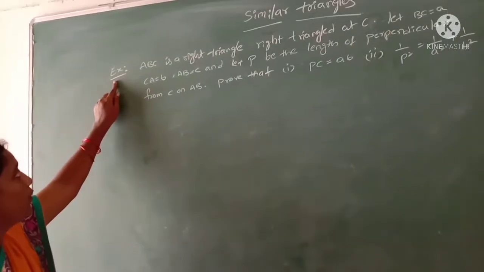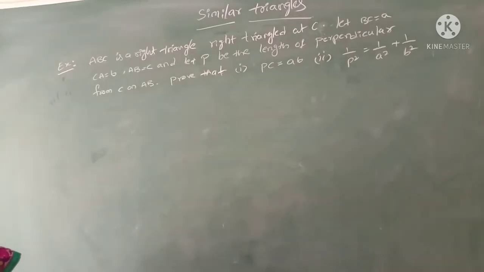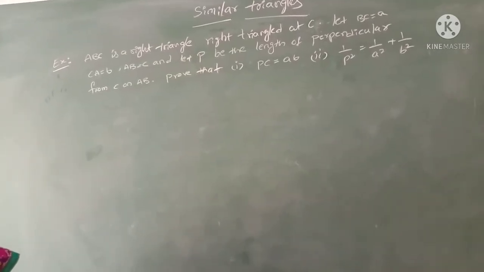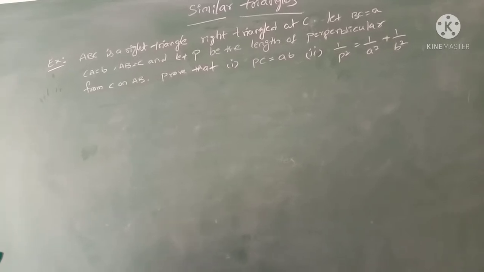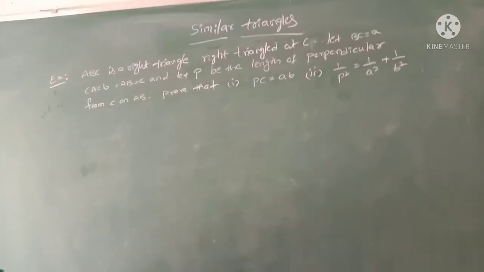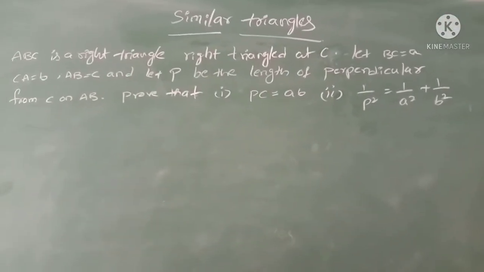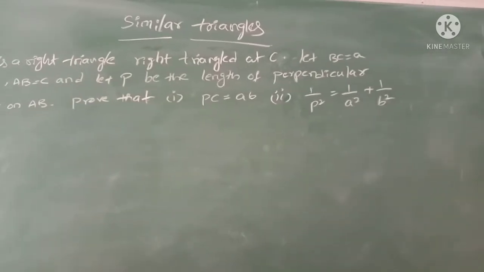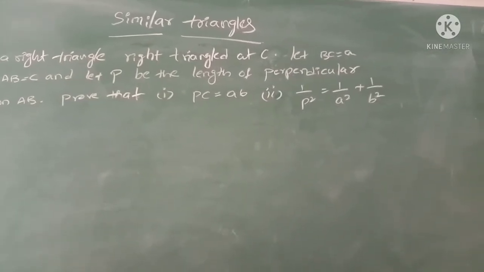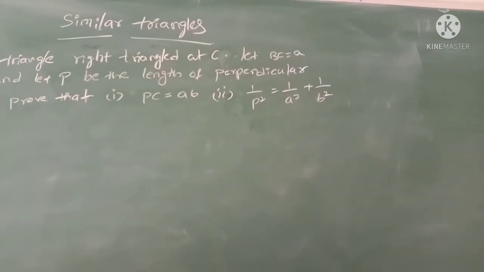Next one, example problem. ABC is a right triangle at C. Let BC equal to small a, CA equal to small b, AB equal to small c, and let p be the length of the perpendicular from C on AB. Prove that case 1: p equal to ab by c, and second case: 1 by p square equal to 1 by a square plus 1 by b square.